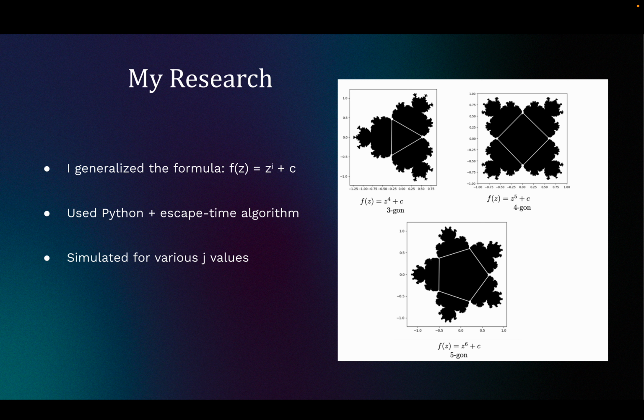Now, my research was about changing the formula slightly. Instead of z squared plus c, I tried z cubed, z fourth, and so on, all the way to z to the power of 1000 plus c. These are known as generalized Mandelbrot sets. To explore them, I used Python and something called the escape time algorithm. It generates a grid of complex numbers, then checks which ones escape and which ones don't. The results were fascinating. Each time I changed the exponent j, the shape changed dramatically. Some had sharp edges, some looked like flowers, and others became perfectly round.